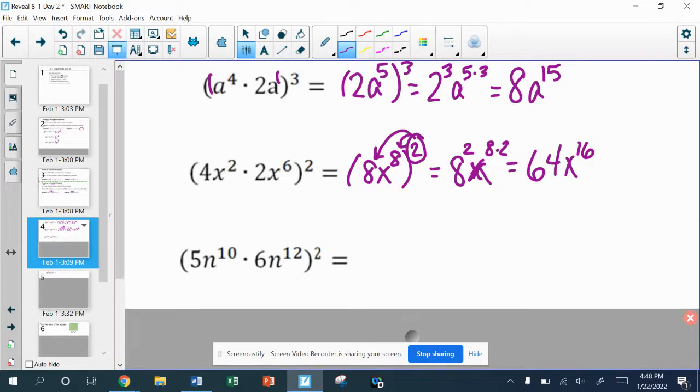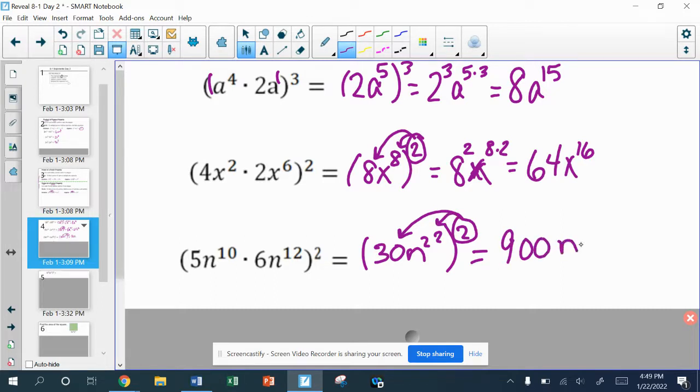Here, when I combine things and simplify inside the parentheses, 5 times 6 would be 30, n to the 10th, n to the 12th, that's going to be n to the 22nd power. Just adding those exponents, and then the entire thing is going to be squared. So 30 squared, you could write out 30 squared if you wanted to first, but you could also just figure that out, and that's going to be 900. And the n, we're going to multiply those exponents, so 22 times 2 is going to be 44.